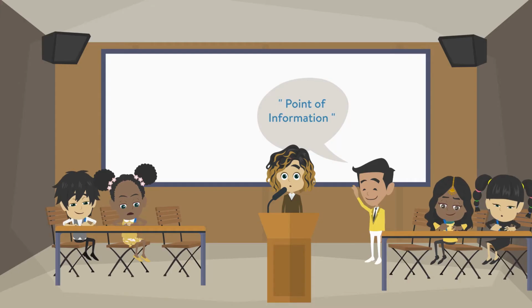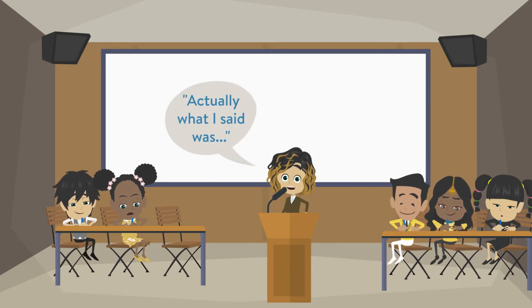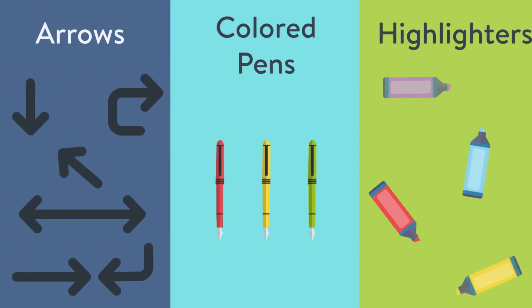After a few minutes, it starts to become difficult to remember who said what and what was said exactly. Sometimes something as simple as the vocabulary used to describe something can make or break a team from winning. Basically, your notes will act as your evidence when explaining to the judge what actually happened during the debate. There are multiple ways to flow a debate. Some debaters use arrows, colored pens, and even highlighters.